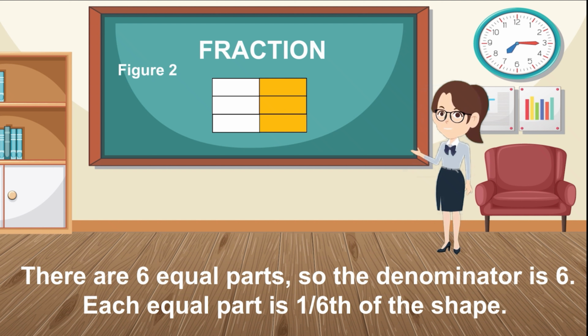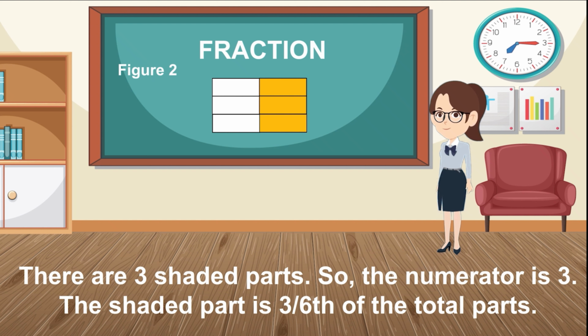In figure 2, there are 6 equal parts, so the denominator is 6. Each equal part is 1/6 of the shape. There are 3 shaded parts, so the numerator is 3. The shaded part is 3/6 of the total parts.